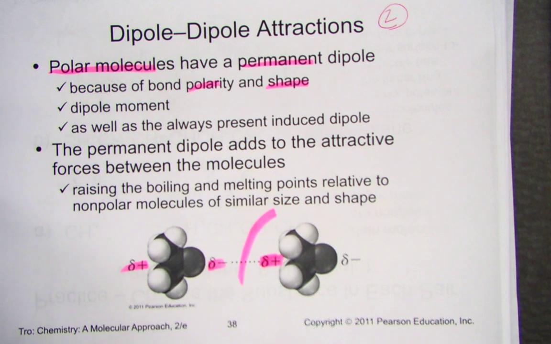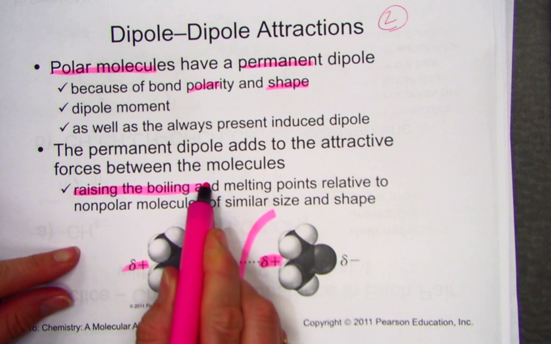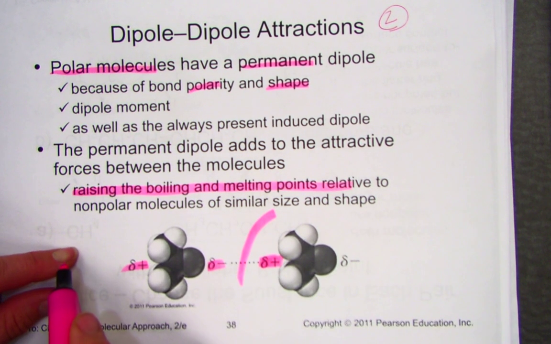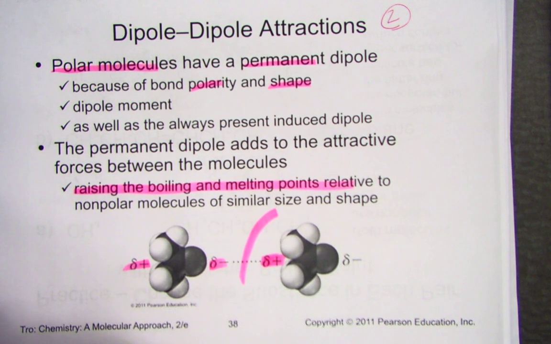The permanent dipole adds to the attractive forces between the molecules, thus raising the boiling and melting points even higher. Polar molecules boil much higher than a nonpolar molecule.